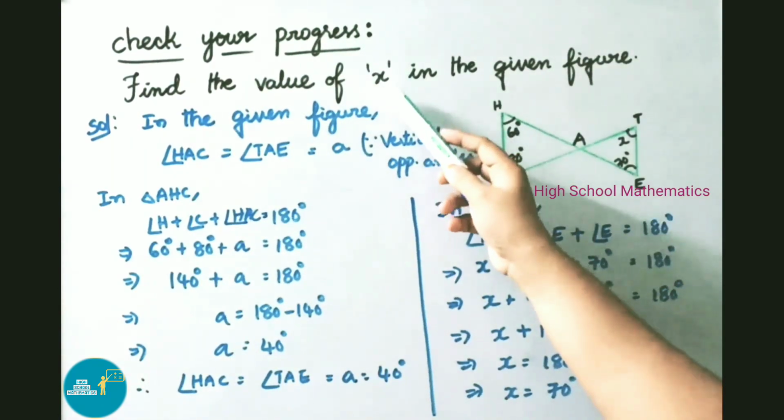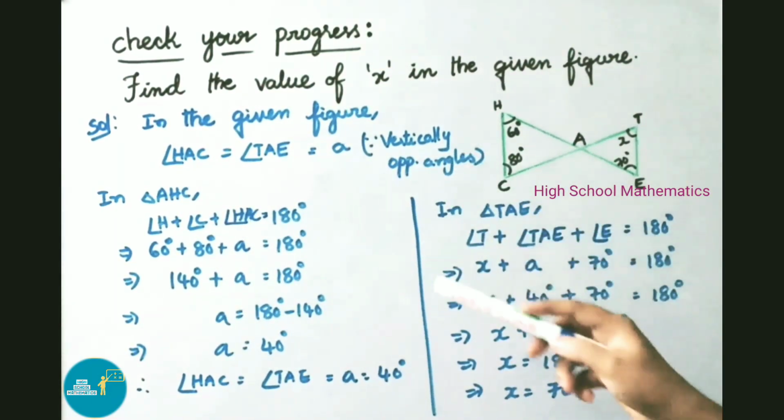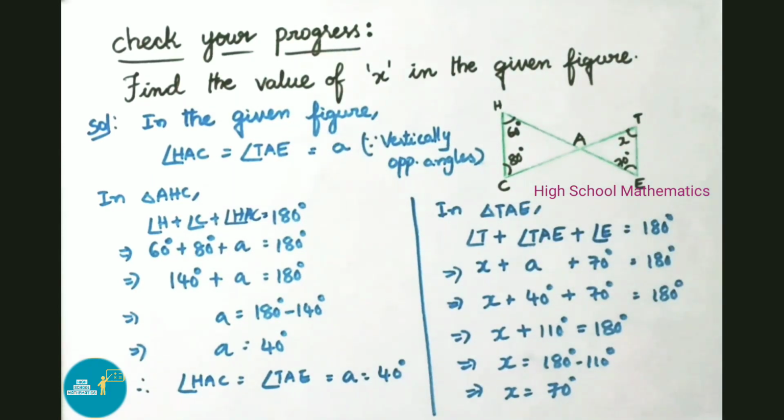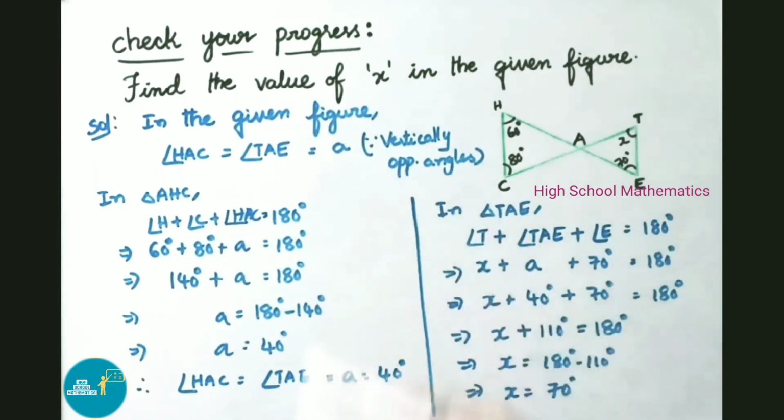See now, check your progress. Find the value of x in the given figure. Let us see the solution. In the given figure, angle HAC is equal to angle TAE. Why? Because both are vertically opposite angles. We have taken angle HAC equal to angle TAE equal to small a.